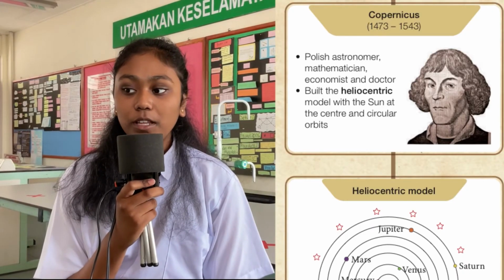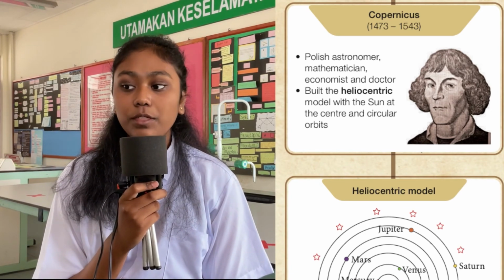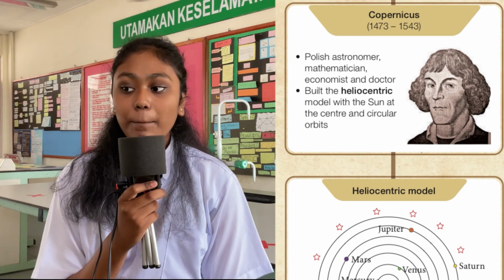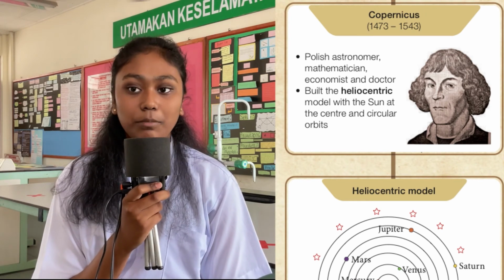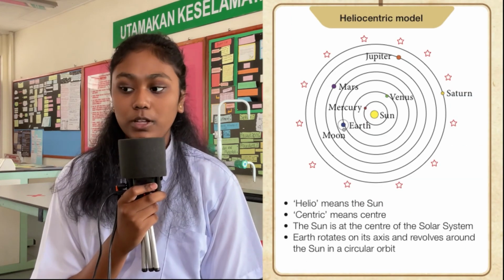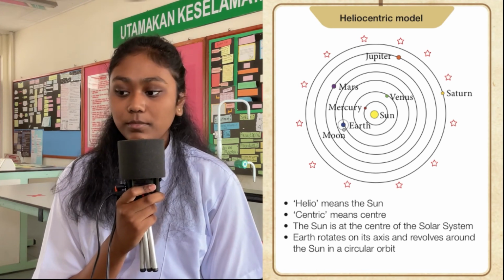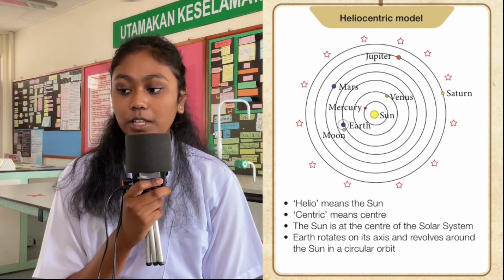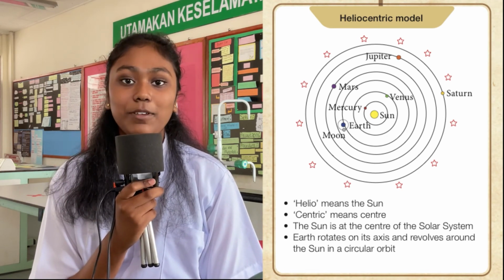Copernicus, 1473 to 1543, was a Polish astronomer, mathematician, economist, and doctor. He built the heliocentric model with the Sun at the center and circular orbits. The heliocentric model: helio means the Sun, centric means center. The Sun is at the center of the solar system. The Earth rotates on its axis and revolves around the Sun in a circular orbit.